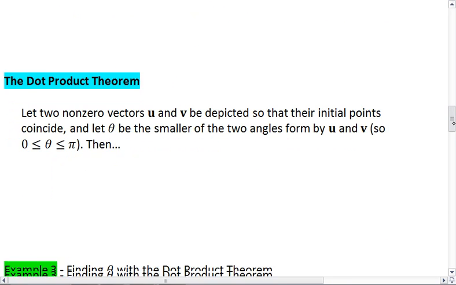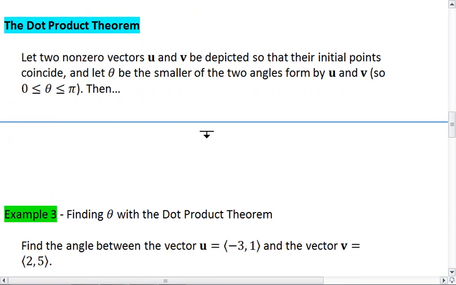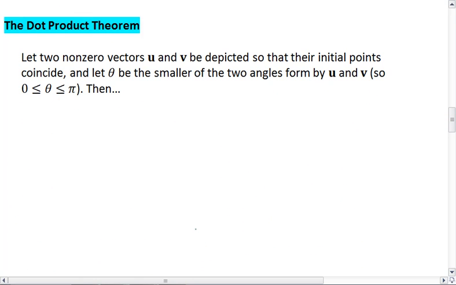Alright, let's look at another important theorem. This is actually a really important theorem. The dot product theorem tells us that if we let two non-zero vectors, u and v, be depicted so that their initial points coincide, that means we have vector u pointing off in some direction, and then we have vector v, where both initial points are at the same location. Let theta be the smaller of the two angles formed by vectors u and v, so that theta should be somewhere between 0 and pi, or between 0 and 180 degrees.